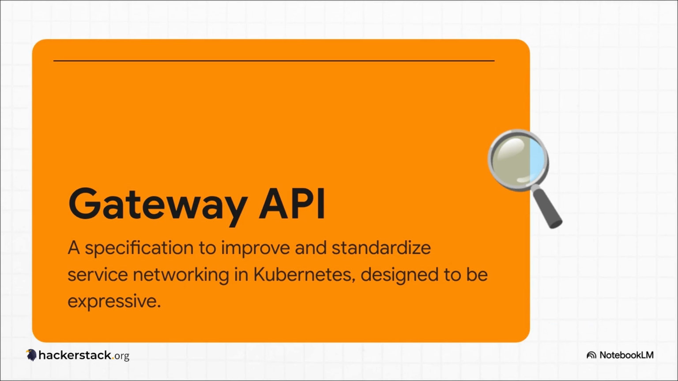So what is it really? You can think of the Gateway API as a standardized blueprint for that smart front door. It's basically a set of rules and resources inside Kubernetes that give you a ton of control over how traffic gets into your cluster and where it goes. It's powerful, it's flexible, and it's designed for how we build apps today.